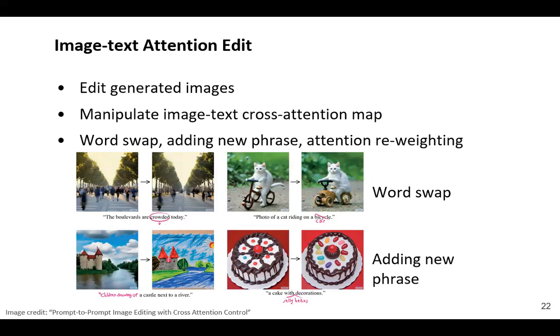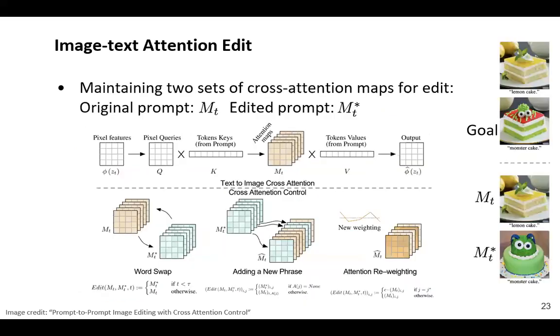As we mentioned later, this cross attention map would implicitly have some spatial attended patterns, so that it can achieve certain editing operations, for example, word swap, adding new phrases, and attention reweighting. More specifically, it will maintain two sets of cross attention maps. One is for the original image, so basically this square-shaped lemon cake is the image we previously generated. We might want to keep the overall visual look of this image, but just make it more monstery, basically a monster cake.